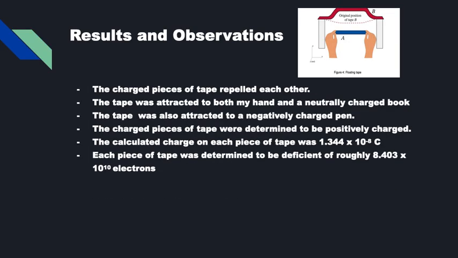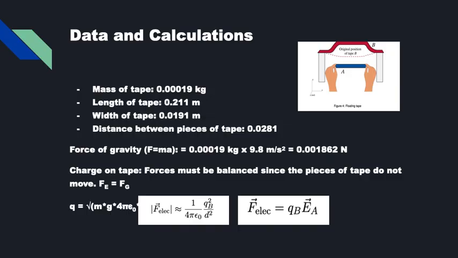So results here: the charged pieces of tape repelled each other. The tape was attracted to both my hand and a neutrally charged book. The tape was also attracted to a negatively charged pen, and from there we could assume that the tape was positively charged. Calculated charge was 1.344 times 10 to the negative 8 coulombs. Each piece of tape was determined to be deficient of roughly 8.403 times 10 to the 10 electrons.